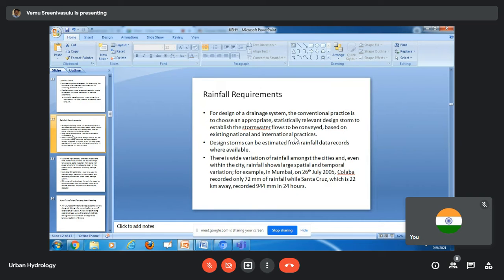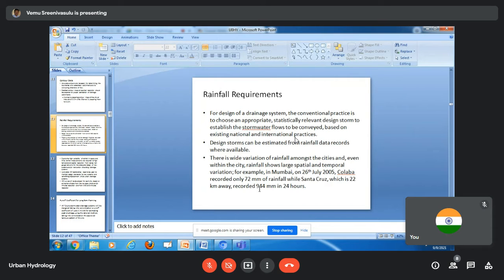Otherwise, in this case study, if there is a rain gauge only at Colaba and none at Santa Cruz, it records only 72 mm. If you take the 72 mm, but the same day in another part it is 944 mm, that gives an error to the model. You are wrongly estimating, underestimating, the storm.